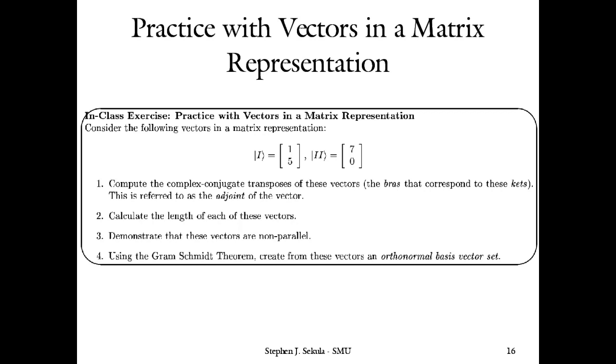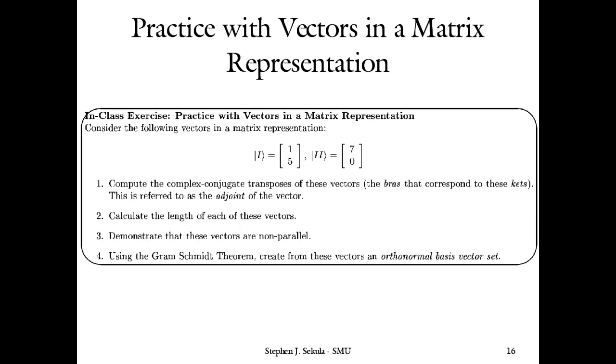First thing is just compute the complex conjugate transposes of the vectors. That is the bras that correspond to these kets. So you're going to get the adjoint of the vectors. Calculate the length of each of the vectors. Demonstrate that the vectors are not parallel to one another. And then use the Gram-Schmidt theorem and create from these vectors an orthonormal basis vector set.